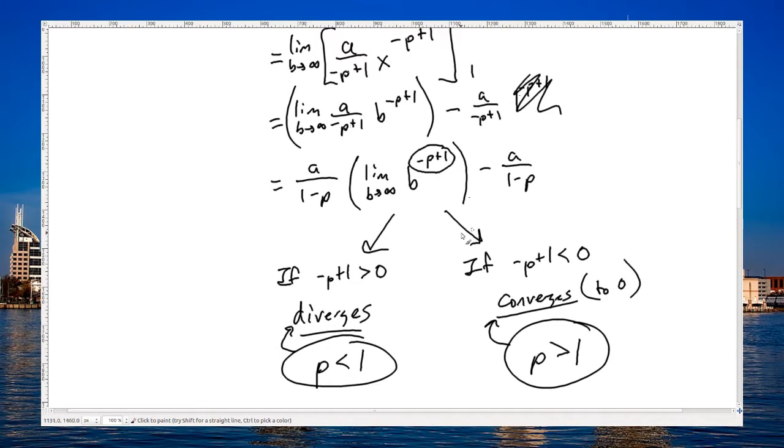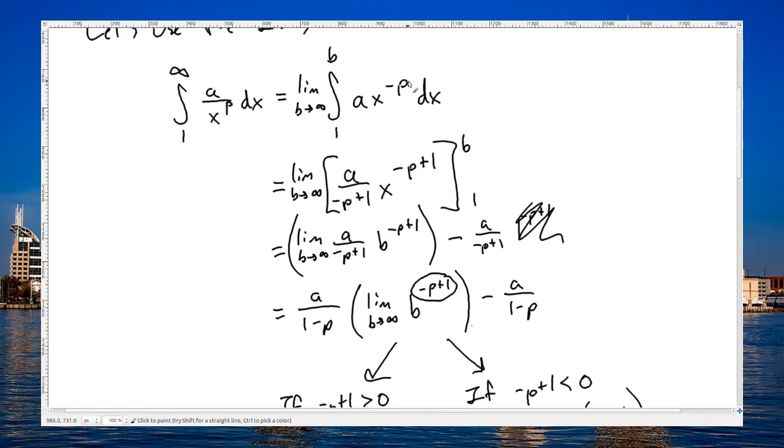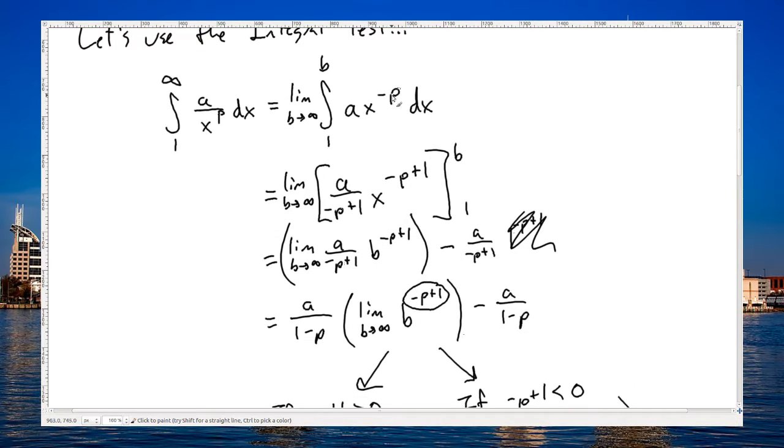What about equal to 1? I didn't really throw that out right here. Well, that's because I kind of made a mistake earlier. Very sort of technical thing, but if p is actually equal to 1, what is this? Going back up here, if p is equal to 1, then I'm taking the limit as b goes to infinity of the integral of a over x dx.